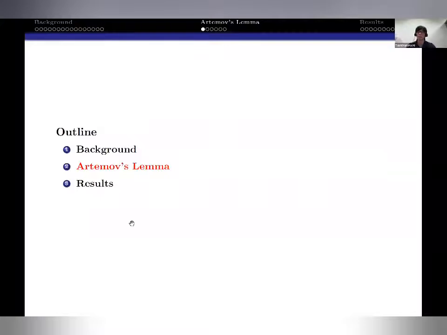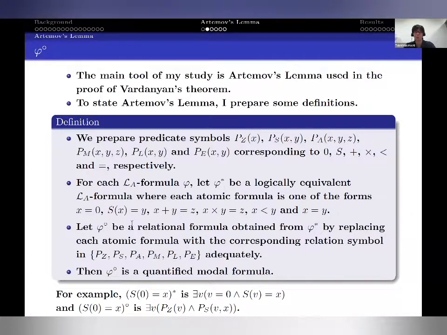Okay, let's start the second topic. The main tool of my study is Ultima's lemma, which is used in the proof of Vardanyan's theorem. To state Ultima's lemma, I prepare some definitions. We prepare new predicate symbols PZ, PS, PA, PM, PL, and PE, corresponding to the elements of the language of arithmetic.